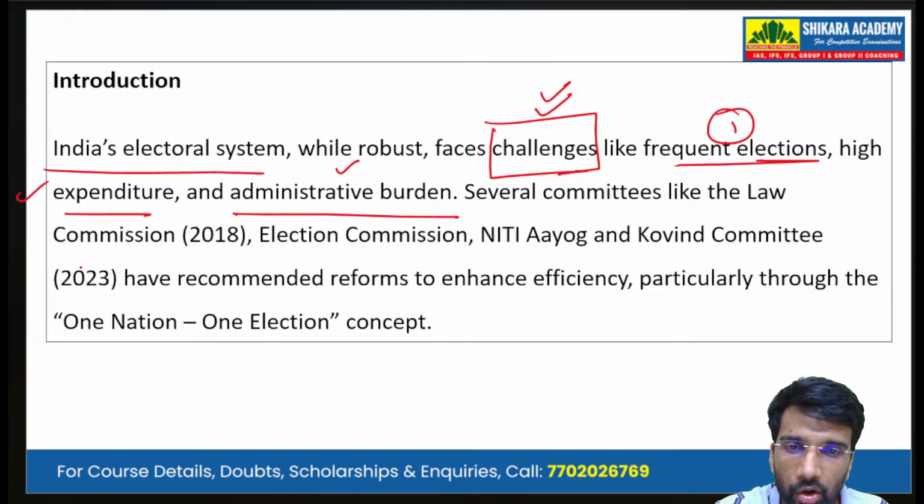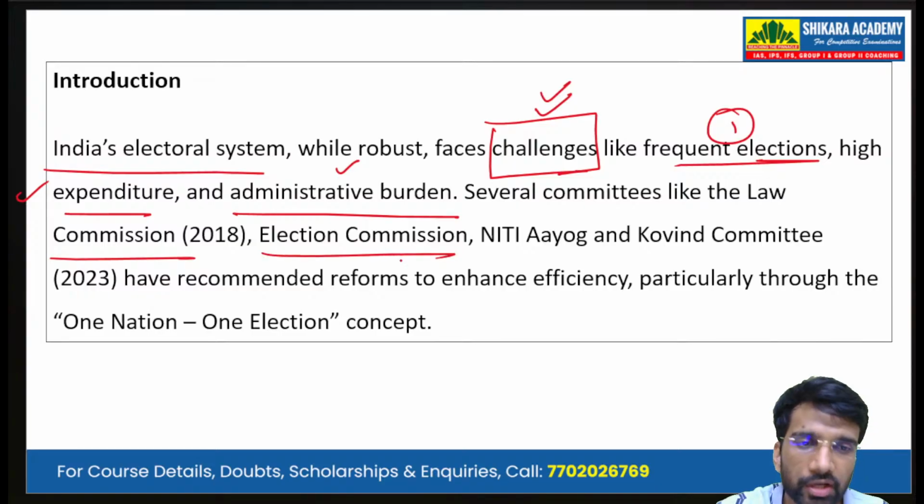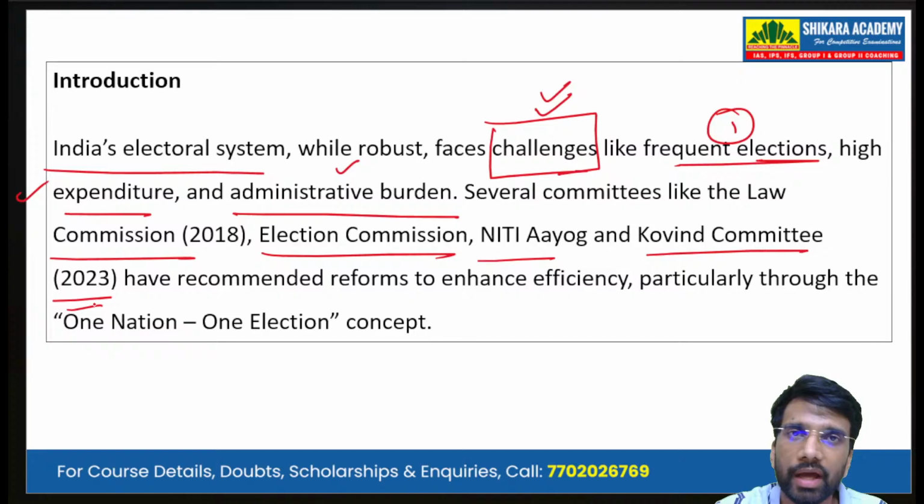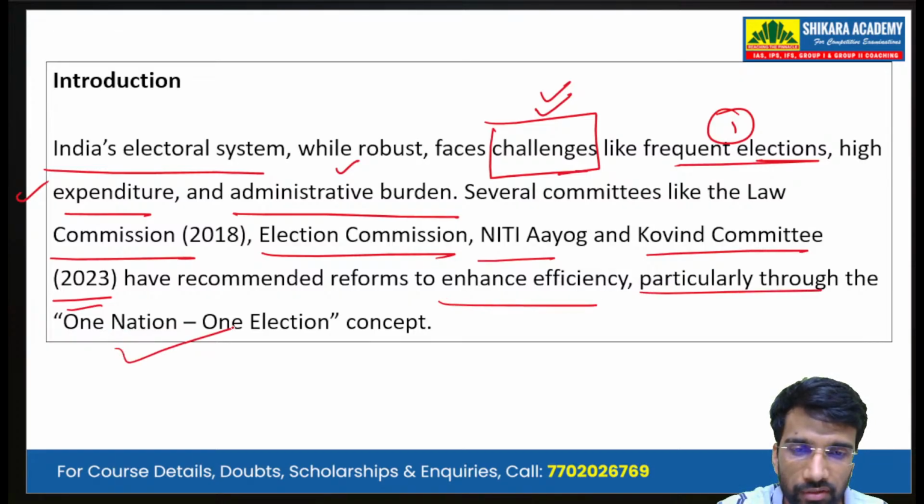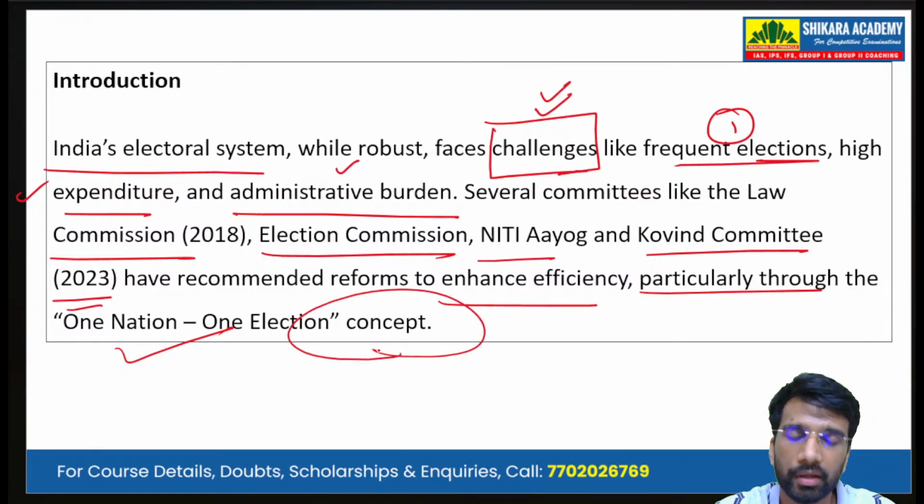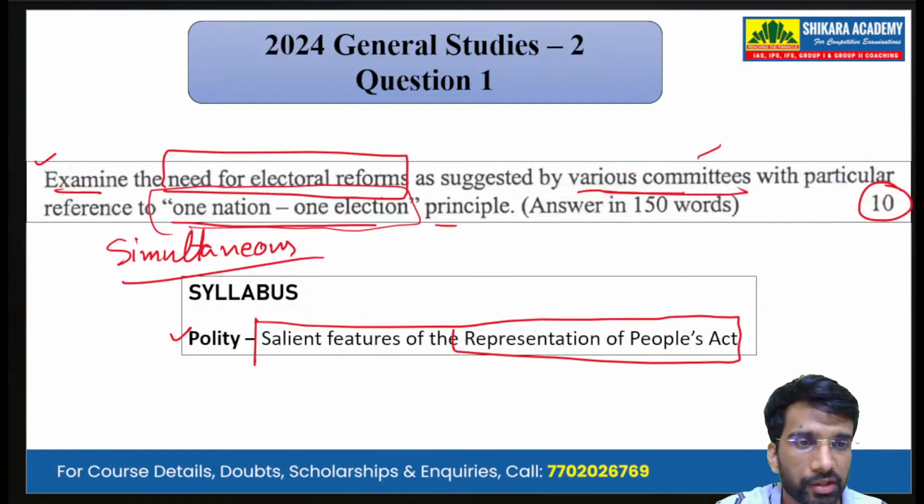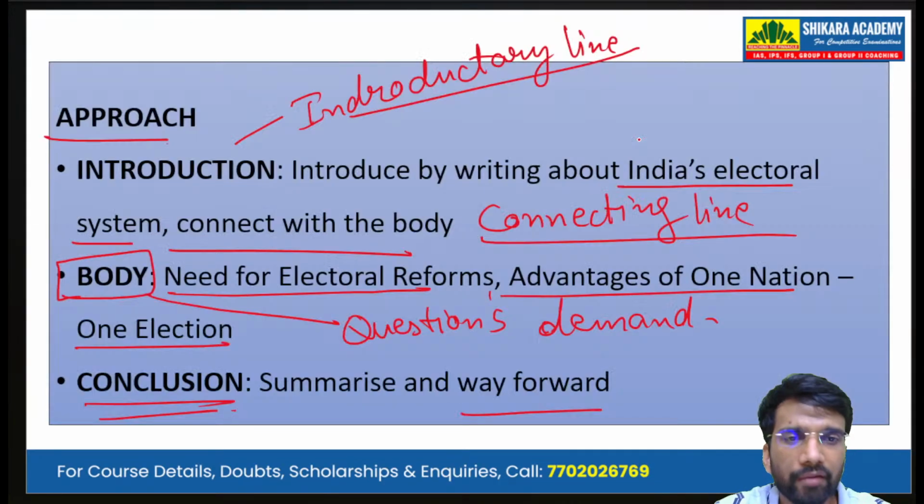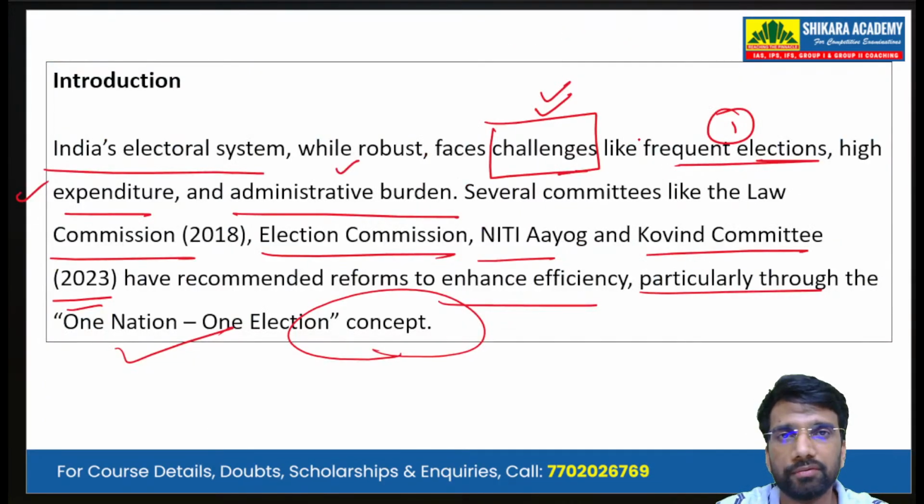Several committees like the Law Commission, the Election Commission, the Niti Aayog, and the Kovind Committee of 2023 have recommended enhancing efficiency, particularly through the one nation, one election concept. Because the question is asking about the various committees, we have named various committees in the introduction itself. So the examiner gets to know that this particular individual knows certain examples of the committees, and knows what he or she is writing.